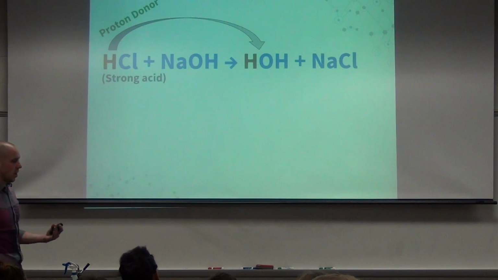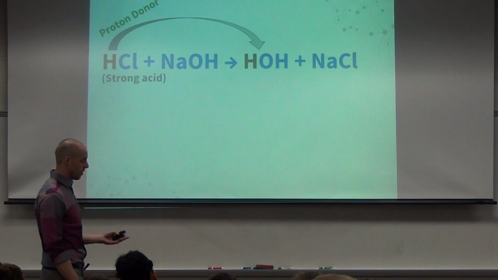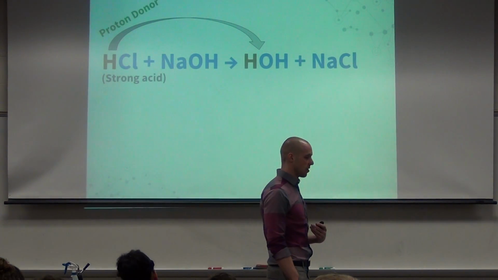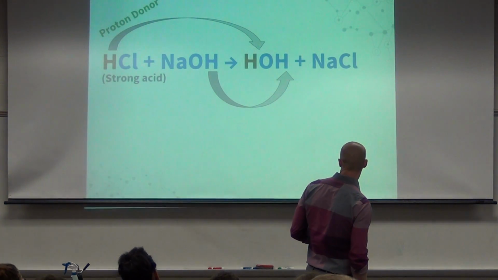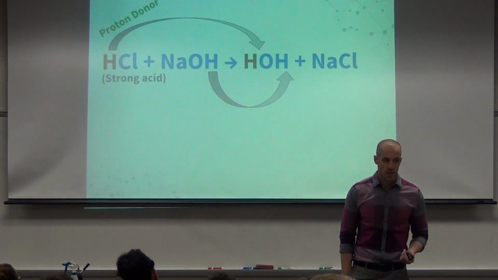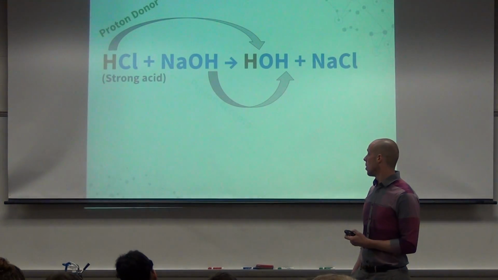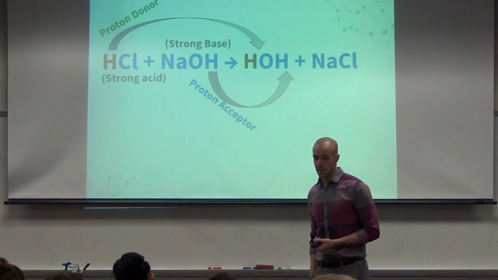So we saw that the HCl is the proton donor, but we need to find out what the proton acceptor is, or what's receiving that proton. In this case, that OH group, the one with the sodium on the front, is what's accepting that hydrogen. So we call it the proton acceptor, and that's what makes it the strong base in this case.